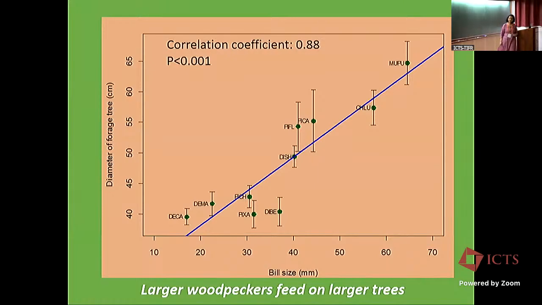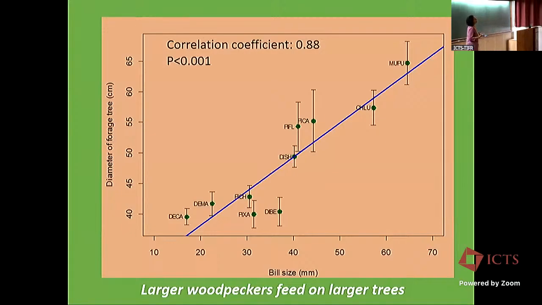When we started out this particular case study, I said, let's look at why certain habitats are poorer in species than others when you manipulate habitats. And here you can see a very interesting graph. On the x-axis, you have bill size, which is basically an indicator of the size of the woodpecker, going from 10 millimeters all the way to 70 millimeters. The largest woodpeckers are on the right side. On the y-axis, we have the diameter of the foraging tree.